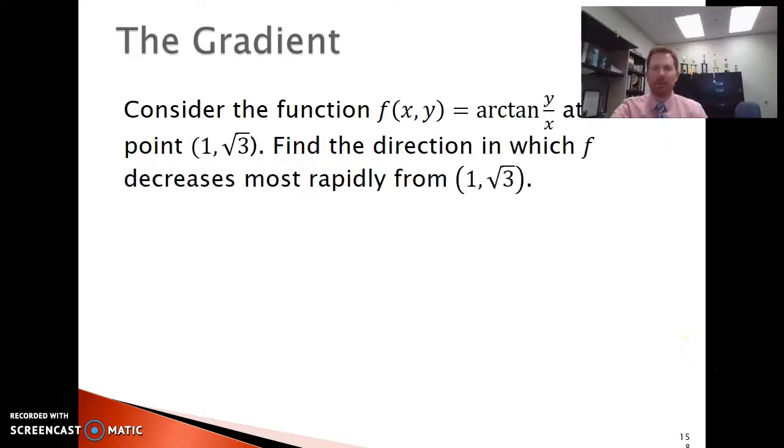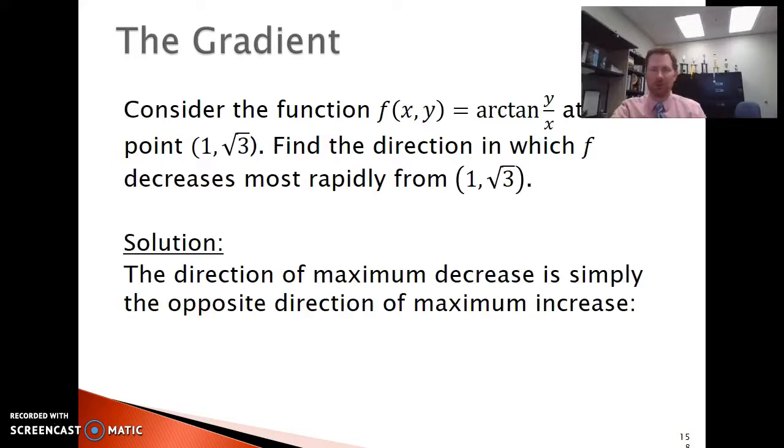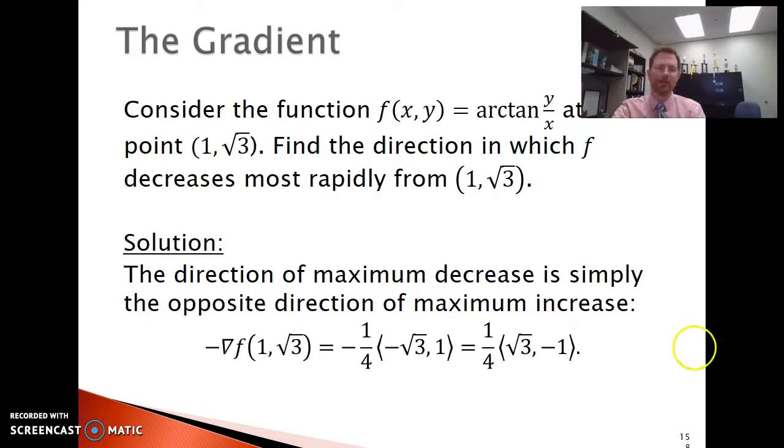And the last question was to find the direction in which f decreases most rapidly from (1, square root of 3). Since we've already found the direction of maximum increase, we can find the direction of maximum decrease by simply going in the opposite direction. So it's the negative of the gradient at that point, the negative gradient evaluated at (1, square root of 3). This was the gradient, and we're just putting a negative sign out in front of it. If you wanted to distribute the negative through, it would look like this instead.